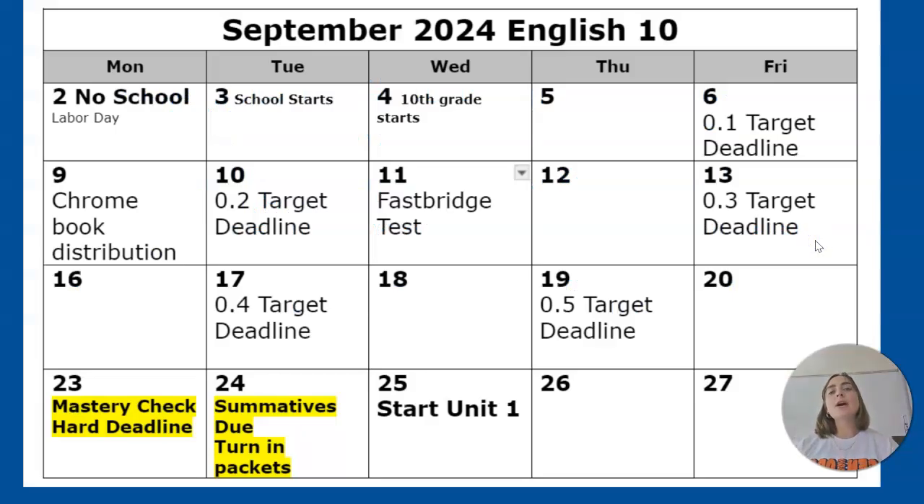The first thing I want to talk about is how you can keep track of your lessons and your deadlines in our unit. I love to be organized, and I want you to feel like you can be organized in English 10 as well. On the front of your packet, you're going to see a calendar of our whole unit, and it lists out each target deadline throughout the unit, and it also gives us the hard deadline at the end of the unit and when our summatives are due.